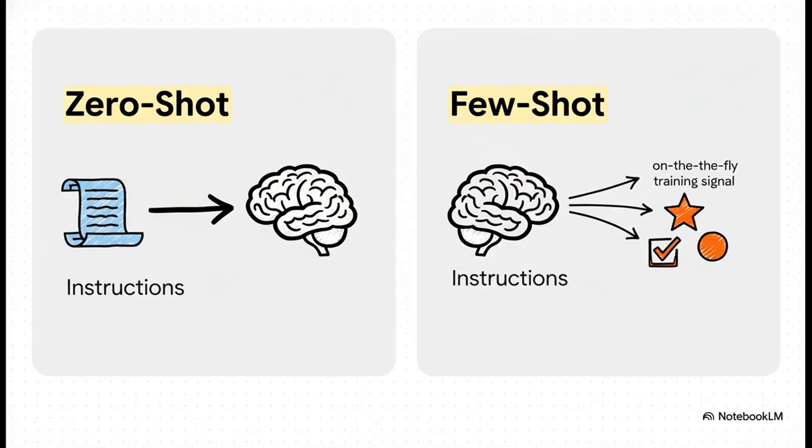So let's zoom in on prompting for a second, because there are two main ways to do it. With zero shot, it's simple. You just give the model instructions. But with few shot, you give it instructions plus a few really good examples. You can almost think of those examples as a tiny little training set you give it right in the moment. They help guide the model on all the subtle details, the edge cases, and even the exact output format you want, which is just incredibly powerful for complex tasks.